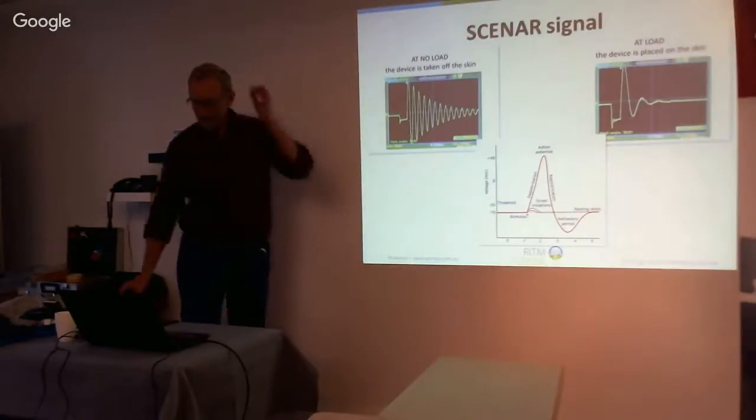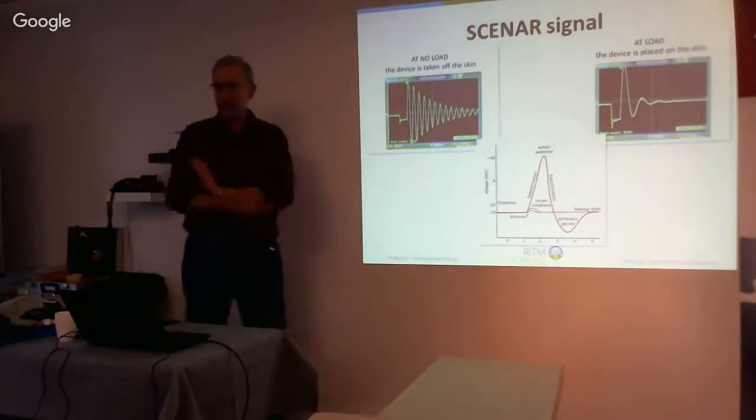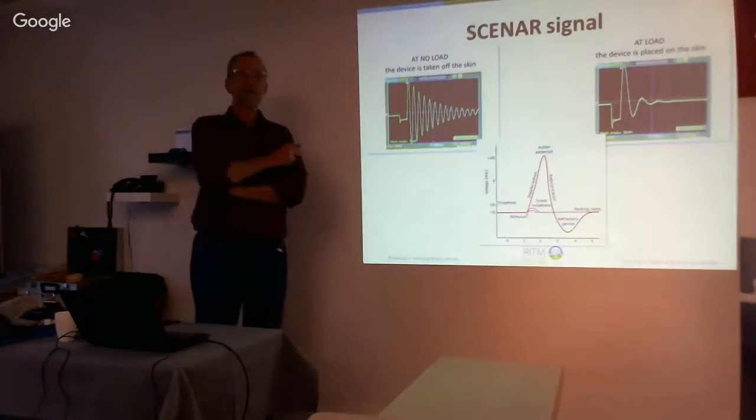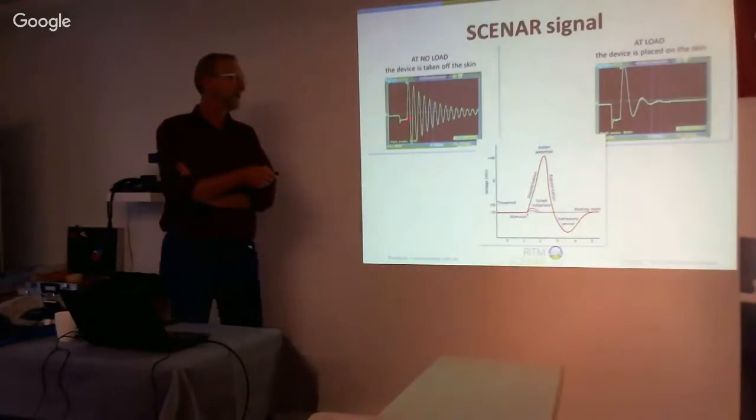In order to understand what the Scenar does and what differentiates the Scenar from a TENS machine, you need to look at what the impulses look like. This is an impulse of a Scenar device. And this impulse has got a little bit of a dip here, with a little bit of a direct current part of it, and the main part is an AC current, amplitude.